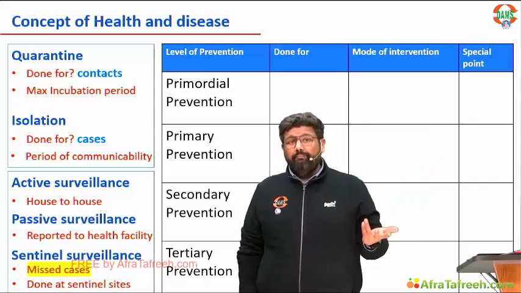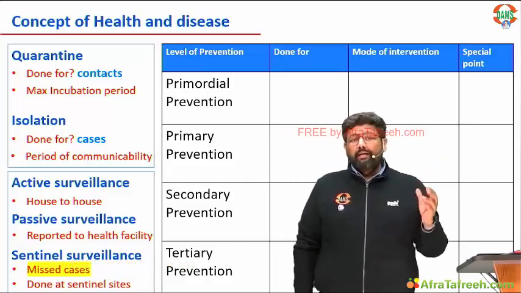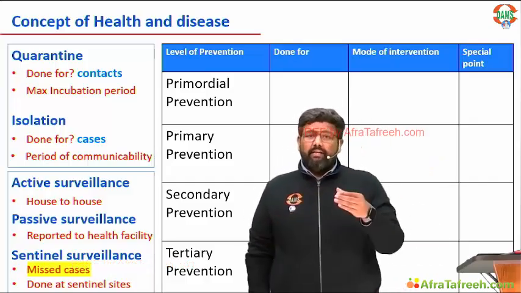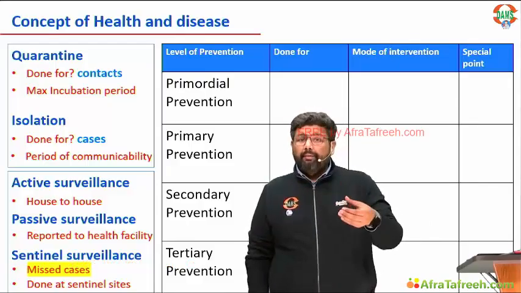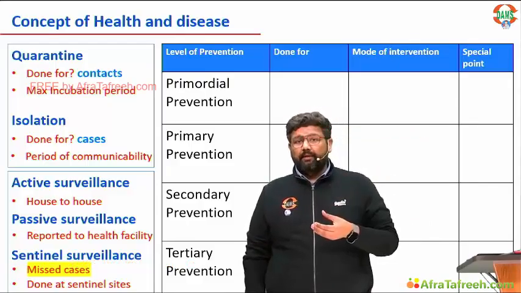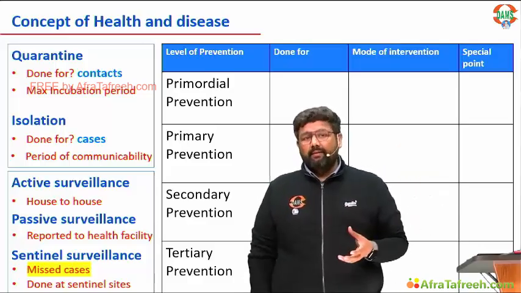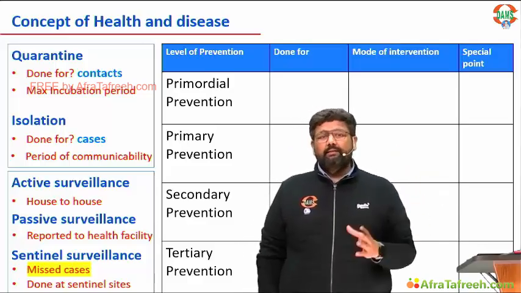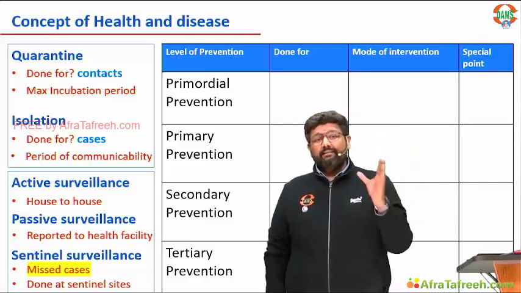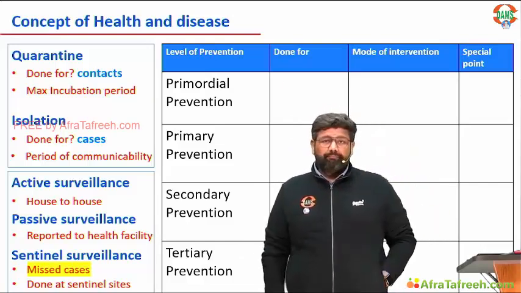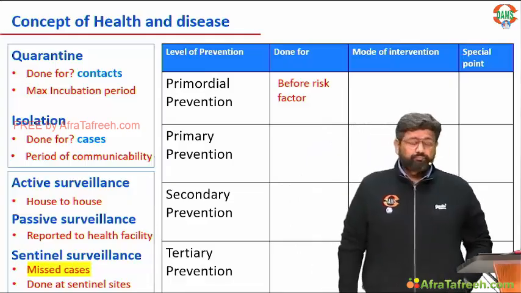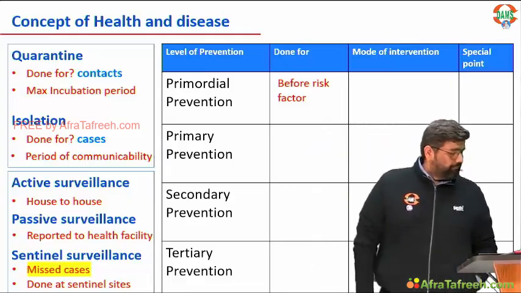What did I do? I made some sentinel sites. Some sites where there is probability of those cases. For example, the toll booths. I started doing testing there. This is for missed cases. This is done at sentinel sites. Now coming to level of prevention.